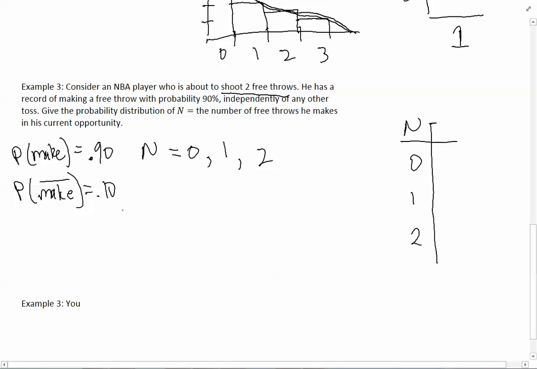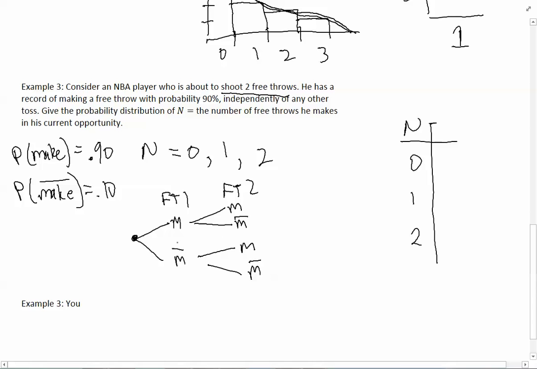Now, what are the outcomes? Well, the outcomes are he takes the shot, and this is free throw 1. Well, he either makes or he doesn't make. And then for free throw 2, he either makes or he doesn't make. So here's where our counting comes in pretty handy. And same thing if he misses the first one. So basically what we have here is make, make, make, miss, miss, make, or miss, miss.